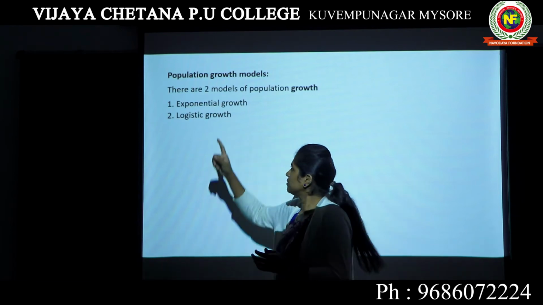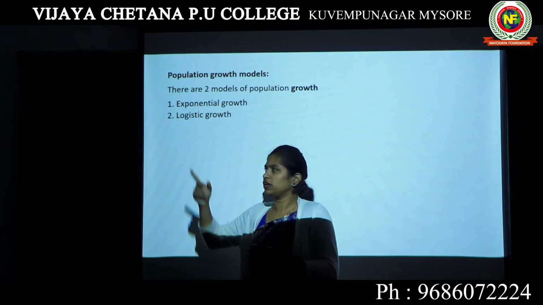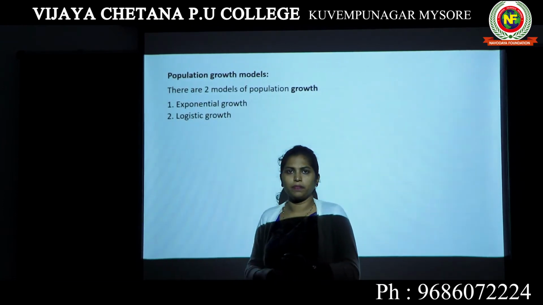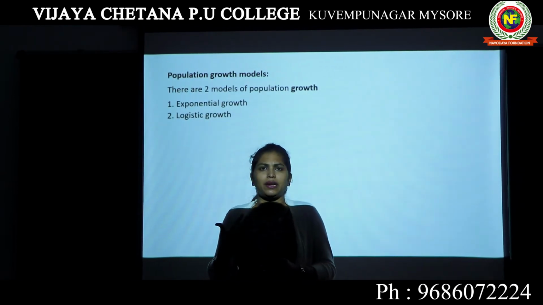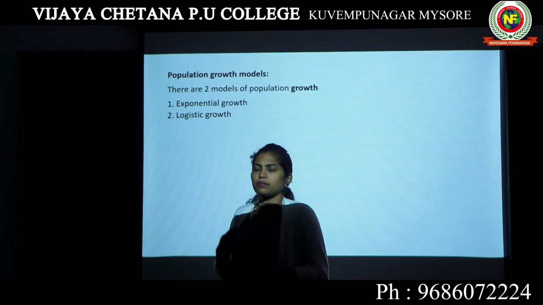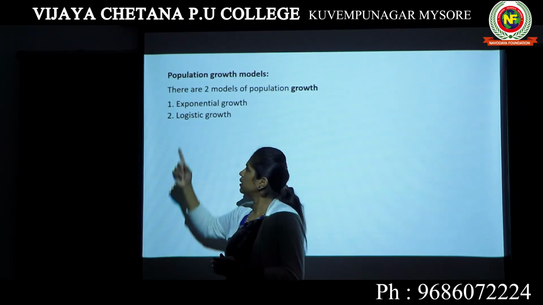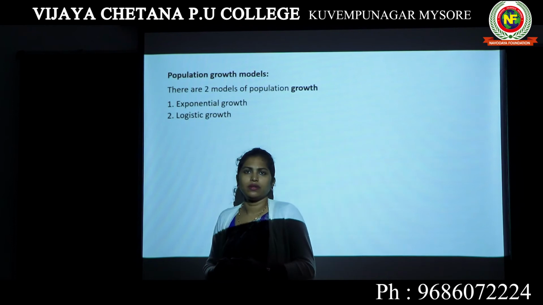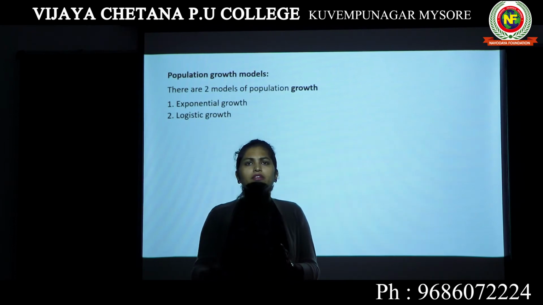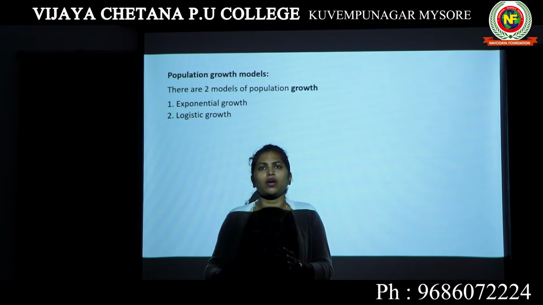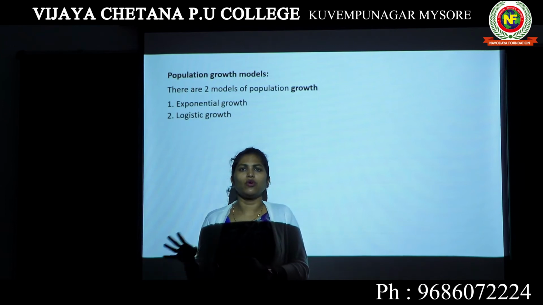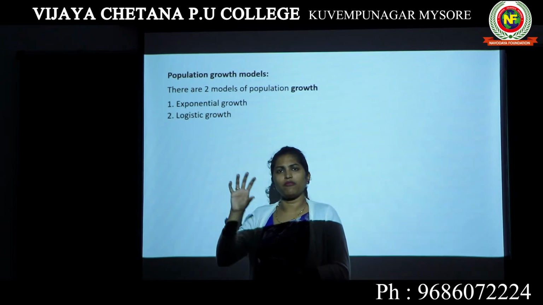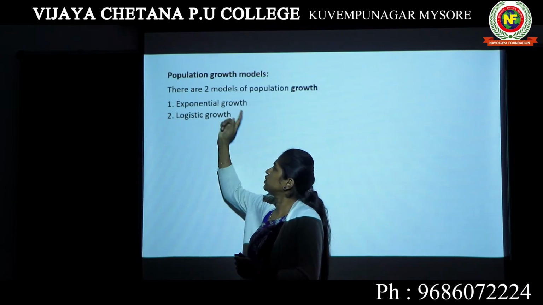So this type of growth is known as exponential growth. Exponential means something is growing very rapidly. I am giving unlimited resources to the bacteria. Bacteria keeps on multiplying, it keeps on reproducing, it produces multiple number of bacteria. There is no end to it. So such type of growth is known as exponential growth.